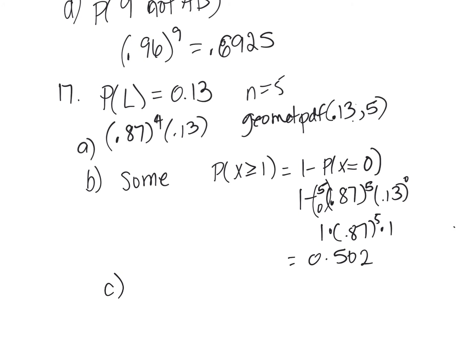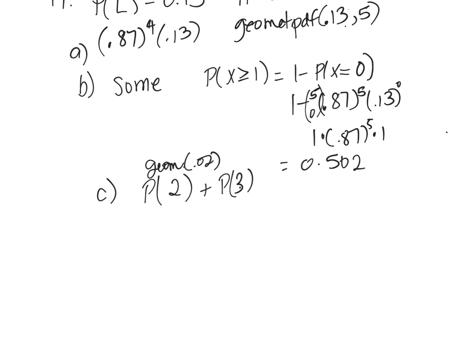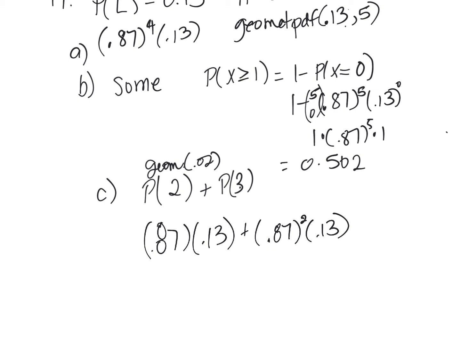Letter C, the first lefty is the 2nd or the 3rd person. So we're back to looking at geometric, right? The first lefty. So what's the probability it's 2nd? This is geometric. This one you can't do with the calculator command. I have to do the first lefty is the 2nd, so 0.87 times 0.13, 2nd person is a lefty, plus, what's the probability of the 3rd person? 0.87 squared times 0.13. Okay.